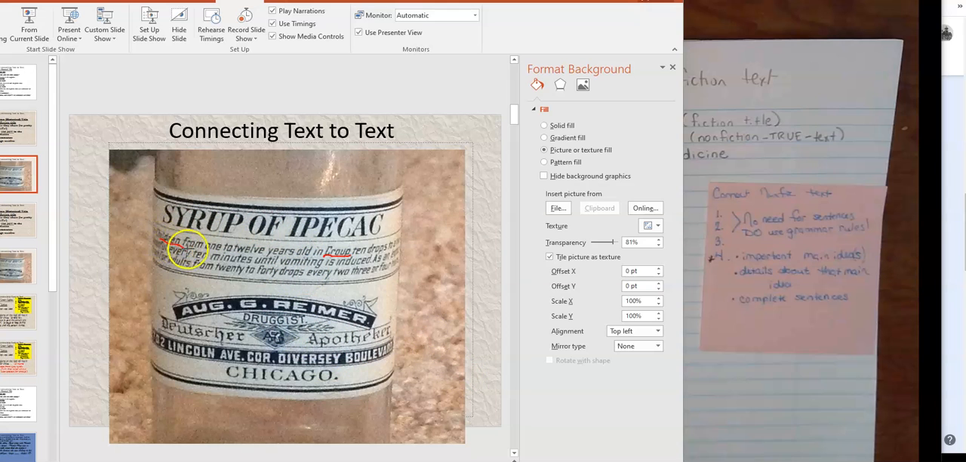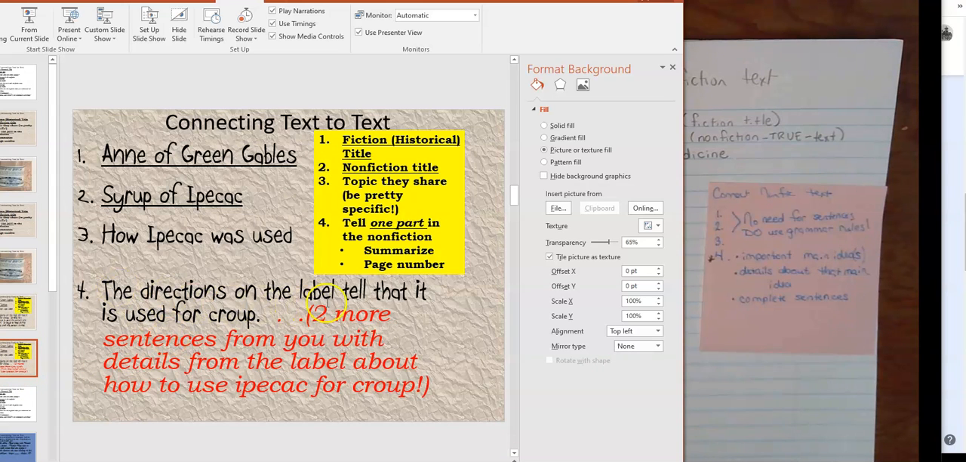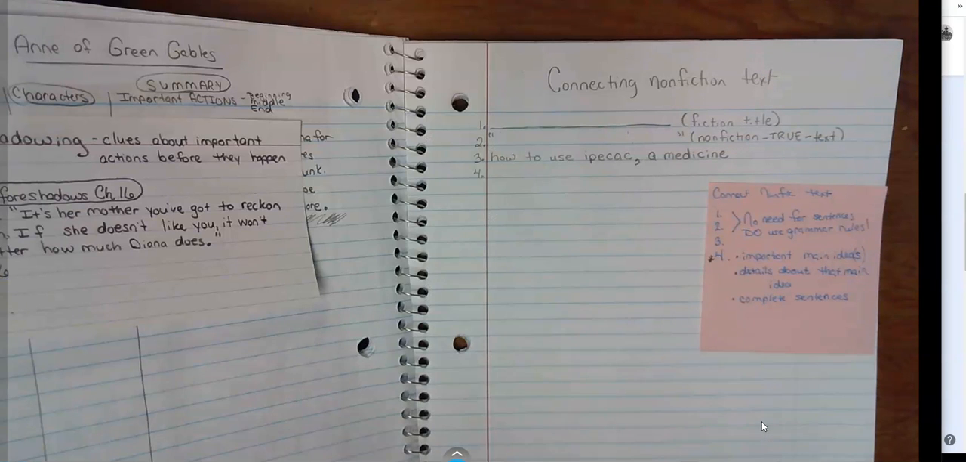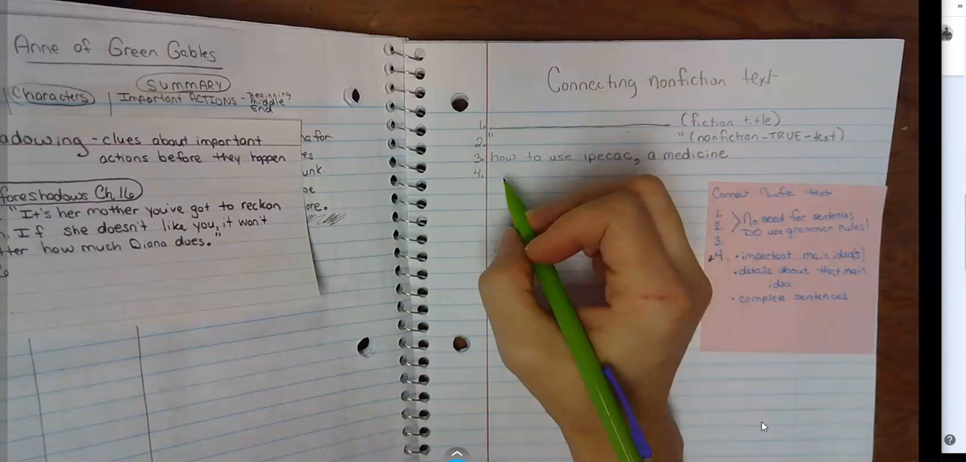Who gets the croup? Children from 1 to 12 years old. It also tells you how to use ipecac for adults. But the main idea here is going to include what to do if children, or people, I guess we could say, have croup, how you are to use ipecac. We are going to say that. I am going to give you this first sentence right now, if this cooperates. The directions on the label tell that it is used for croup. All right, let's get that down, because important main ideas.